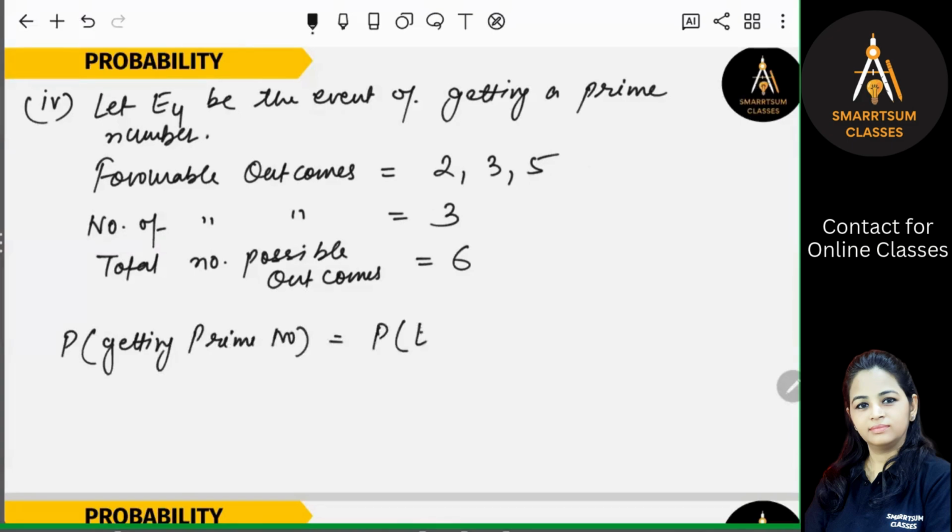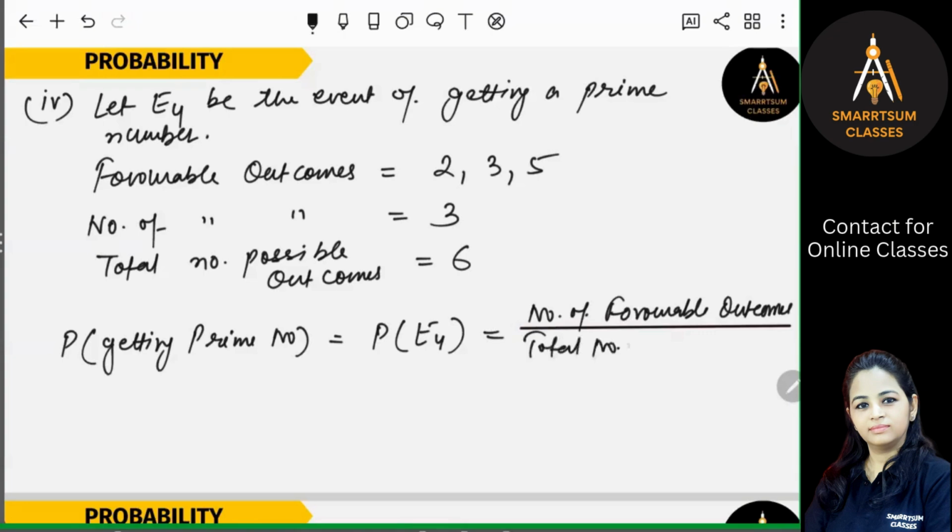That means P(E4), for this event to happen, is the number of favorable outcomes for that event to happen divided by the total number of possible outcomes, right? Is that clear? So now put both the values. The number of favorable outcomes is 3, in which you will get a prime number, and the total number of outcomes of that random experiment is 6. So this is 3 by 6. Now again, you can write this in the simplest form. This is 1 by 2.